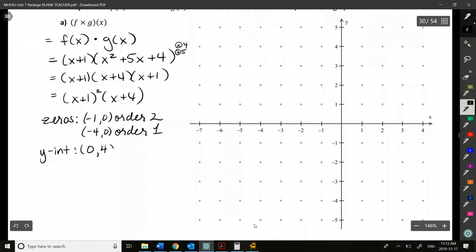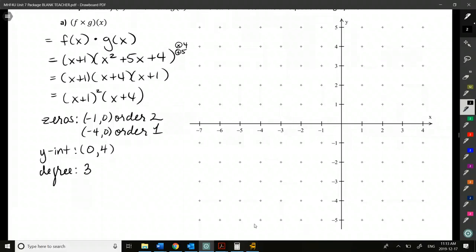We would get 1 squared times 4, and that would give us 4. Talk to me about the degree of this polynomial. What's the degree? How did you find the y-intercept? Just sub in 0 for x into your equation. Alexandra? The degree is 3. How did you know?